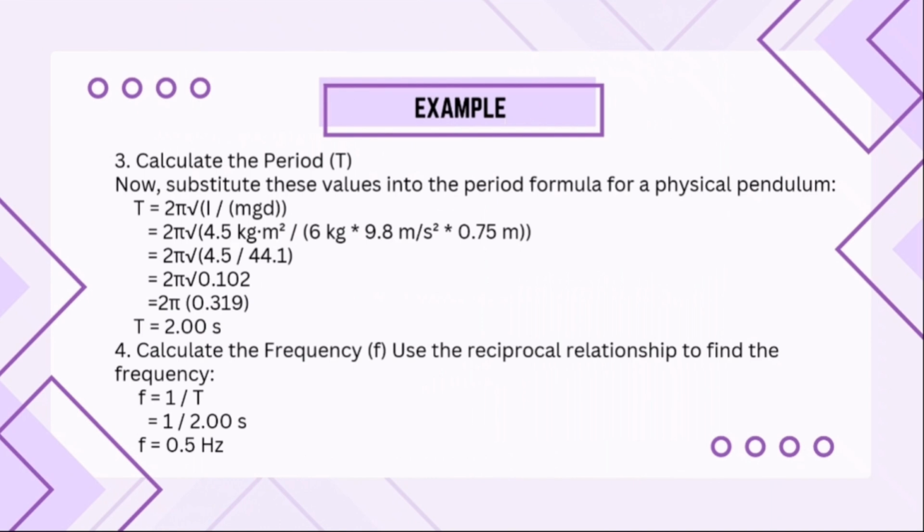Number 2. Determine the distance to the center of mass. For a uniform rod, the center of mass is at the midpoint. So d equals L over 2. Our d is 1.5 meters divided by 2. So the answer is 0.75 meter. Number 3. Calculate the period.